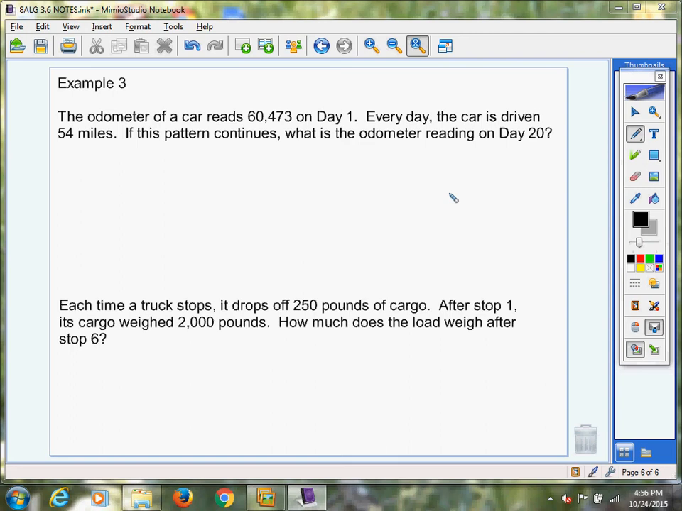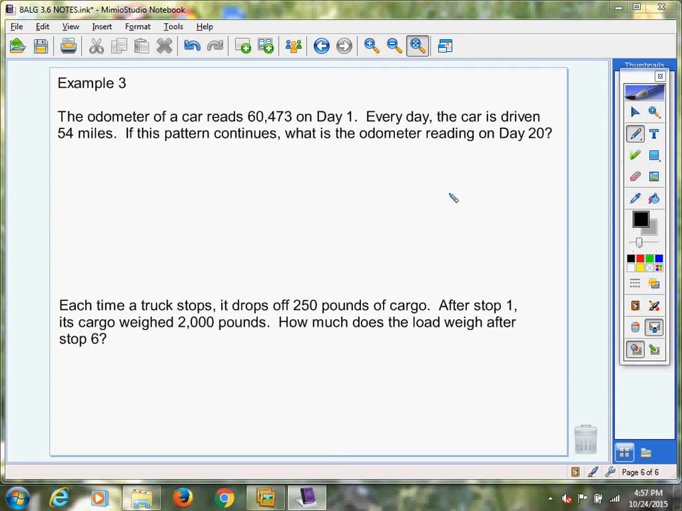We're in the last example of section 3.6, and we are going to apply a word problem to the arithmetic sequence that we've just been doing. All right, so here's our situation. We've got an odometer of a car, and it reads 60,473 on day 1. Every day the car is driven 54 miles. If this pattern continues, what's the odometer reading on day 20?